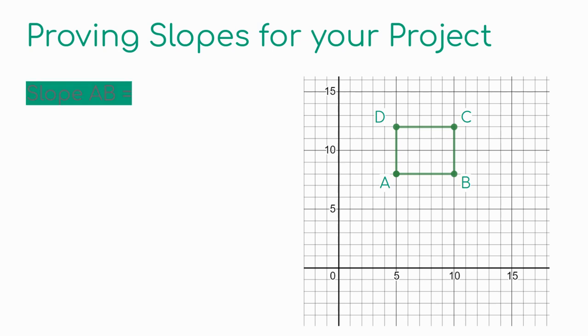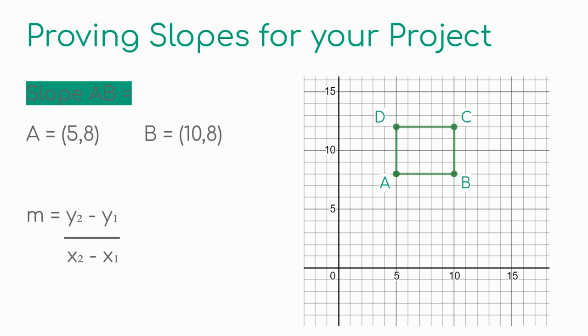So I'm going to start with the slope of AB. So point A is at (5, 8) and B is at (10, 8). So I want to find the slope in between those 2 points. You're going to do that just by finding the slope. So we have our formula, y2 minus y1 over x2 minus x1. I'm going to plug in everything. So my A is going to be x1, y1. My B is going to be x2, y2. So I plugged in all my coordinates. So y2 is 8, y1 is 8, x2 is 10, and x1 is 5. So I have 8 minus 8 over 10 minus 5, which is 0/5. And if you remember, 0 divided by a number is 0. So the slope of AB is 0.